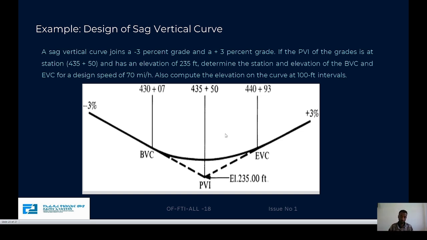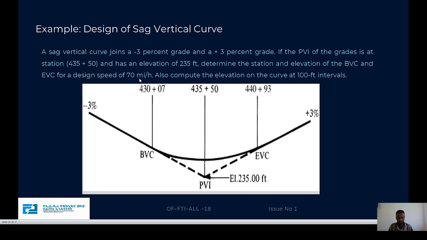That was the crest curve. Now for the design of a sag vertical curve, it will also be calculated. The grade is negative 3% and then positive 3%. If the point of vertical intersection station is 435 plus 15, the elevation will be 235. So determine the station and elevation at the beginning vertical curve as well as the ending vertical curve.